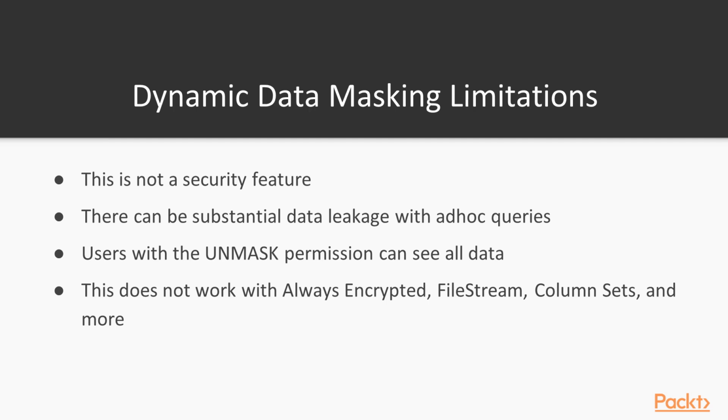Now, there's an unmasked permission available to users that lets them see all data. This unmasked permission is database level, not the table or column level. So if you grant this, every user with unmasked can see all the data. Since this feature takes place on the server side with the query results being returned, it doesn't work with Always Encrypted. There are also limitations with FILESTREAM, column sets, and more. So if you plan to use dynamic data masking, please spend some time in Books Online and verify that your particular application is not affected.